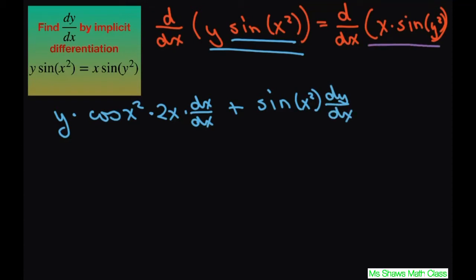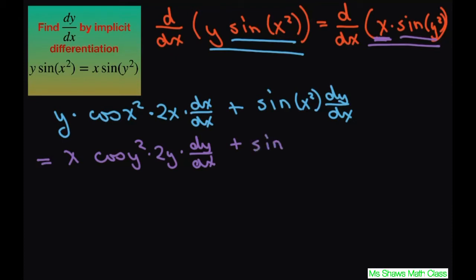I'm going to move this piece to the bottom, on the second line, so this is going to be equals here. For this part, you take x, copy it down, times the derivative of sine, which is cosine of y squared, times 2y. This was the derivative of y with respect to x. And then we have plus the derivative of x, which is 1, so this is just going to be sine y squared. This is the derivative of x with respect to x, which just equals 1.